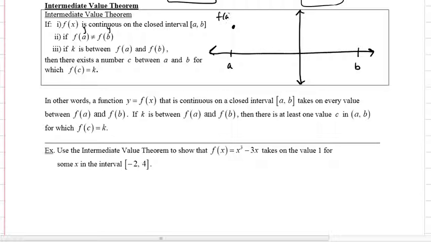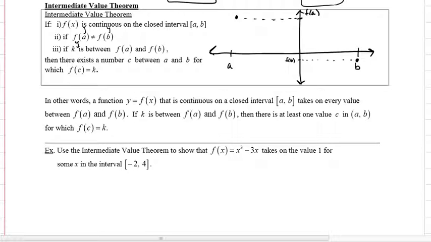This is my f of a, or rather, I should make it a little higher. I'm going to call this f of a, and I'm going to make it easier for you guys. I'm going to call this f of b right here. It says here, if f of b and f of a do not equal, obviously they don't equal, because look, f of a is on the top, f of b is on the bottom, and k is in between f of a and f of b. k is another y value.